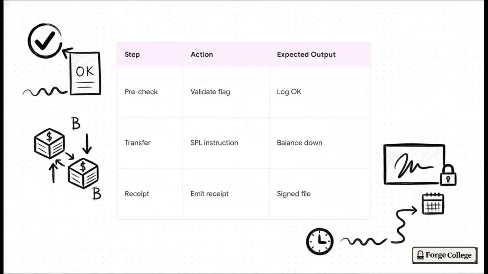So let's just walk through this QA checklist. You're going to run your script and validate 3 specific things. For the pre-check, you'll expect the program log to explicitly say, compliance okay. For the transfer, you want to see the transaction actually confirmed and the origin balance has to decrease. And for the receipt, you need to verify that you have a signed receipt file with a valid signature and timestamp. If your localnet run matches those expected outputs, your engineering is totally solid.